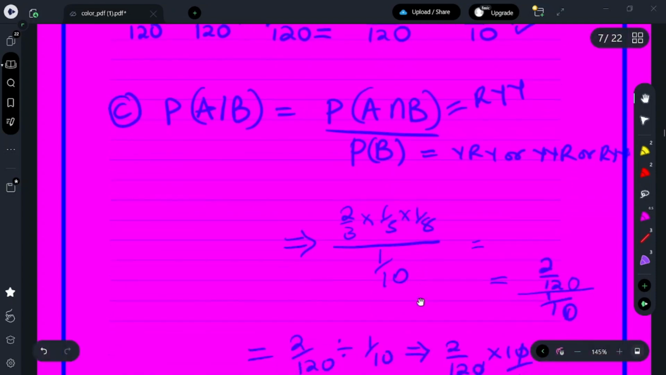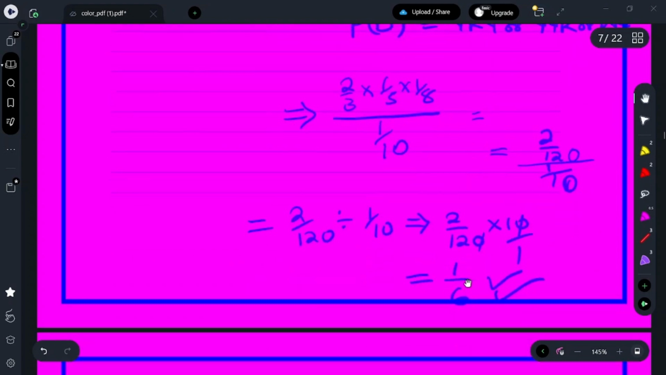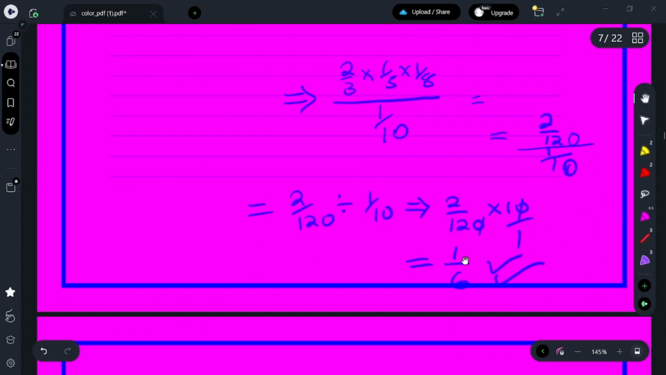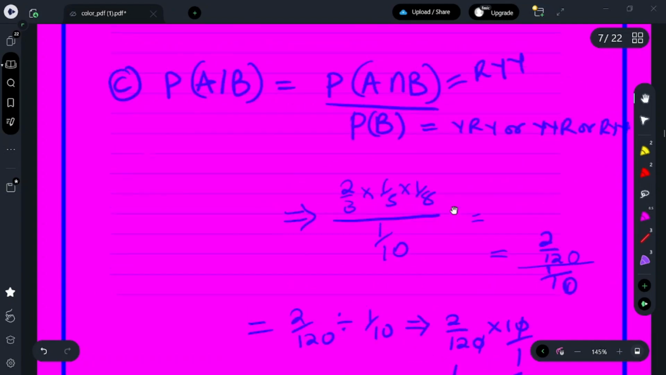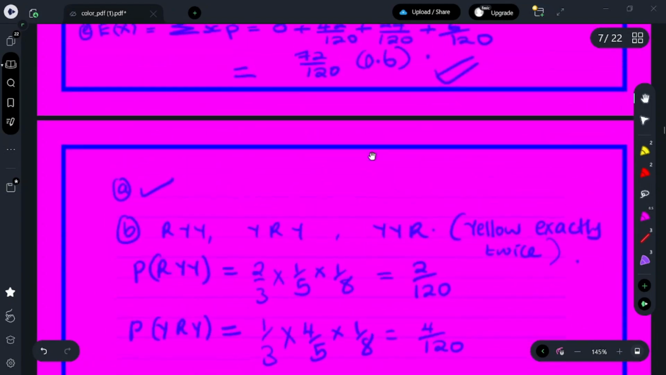Okay, so we're going to have 2 over 3 times 1 over 4 times 1 over 8 for RYY, that is red, followed by a yellow and another yellow, which is going to give us 2 over 120. And then the probability for B we already calculated in question B, which is 1 over 10. And when we divide that, we get 1 over 6. That is the conditional probability. So we've been able to answer question C.